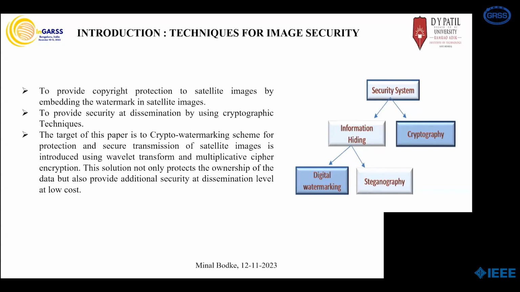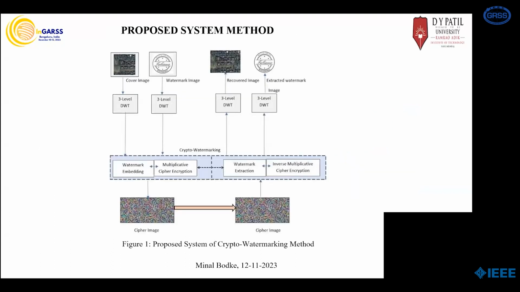As the name suggests, we have designed a crypto watermarking scheme for protection and secure dissemination of satellite images. Now, let's move forward to the proposed system. As you can see in the diagram, here we have a generic framework of the design system. There are two main stages here: one is the sender side and the second one is the receiver side.